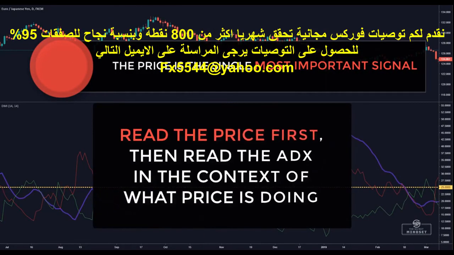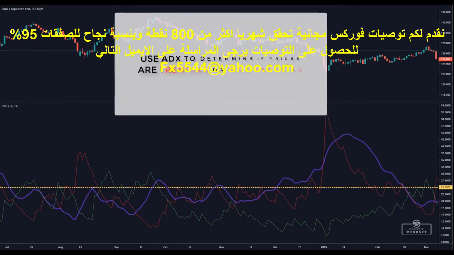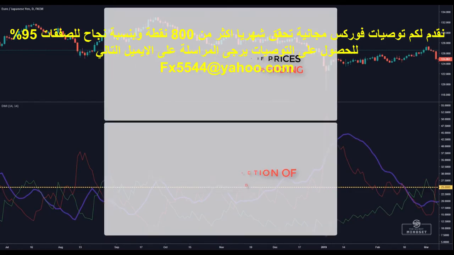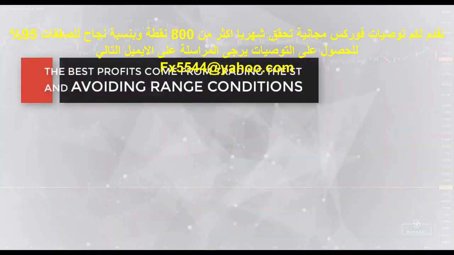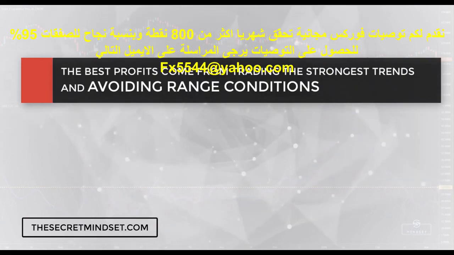One last thing, the price is the single most important signal on the chart. Read the price first and then read the ADX in the context of what price is doing. Use ADX to determine whether the prices are trending or non-trending, and then use the trading strategy to trade in the direction of the trend. After all, the best profits come from trading the strongest trends and avoiding range conditions.